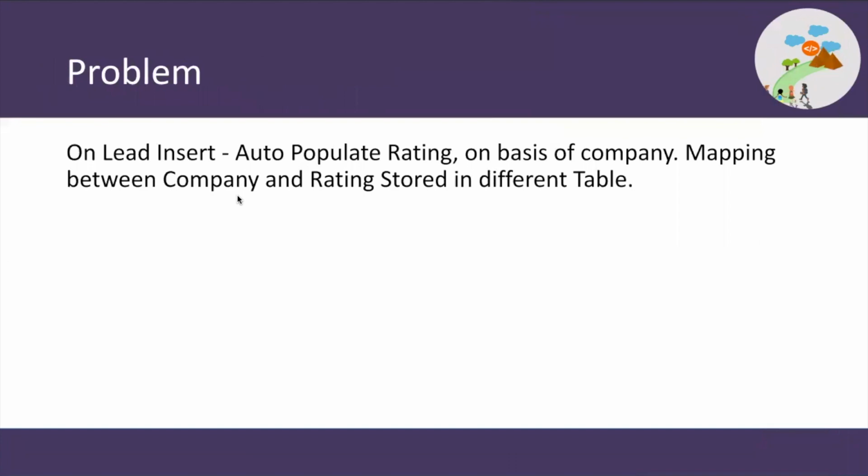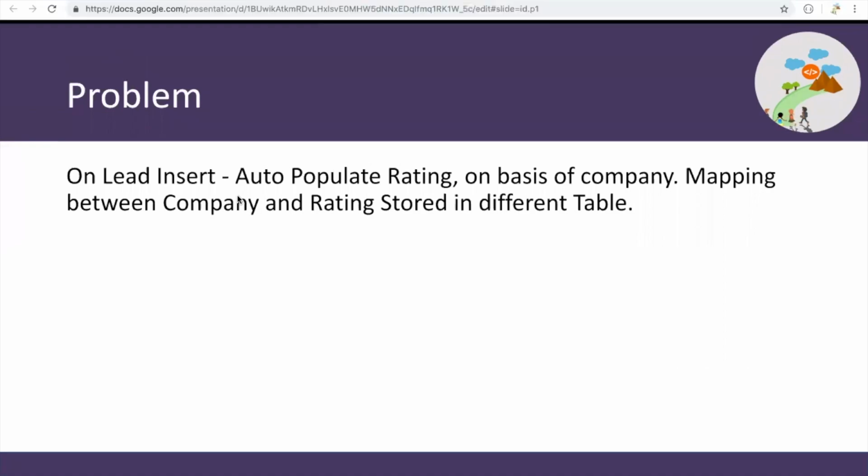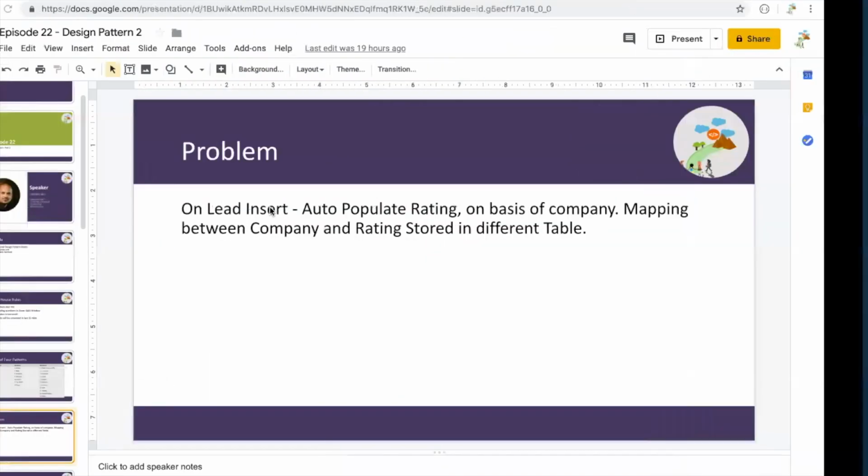Let's assume this is the problem given to us: whenever a lead gets inserted, we need to auto-populate the rating on the basis of company name. And the mapping between the company name and the rating is stored in a different table. So let me explain the problem.